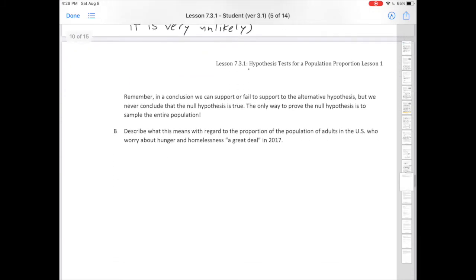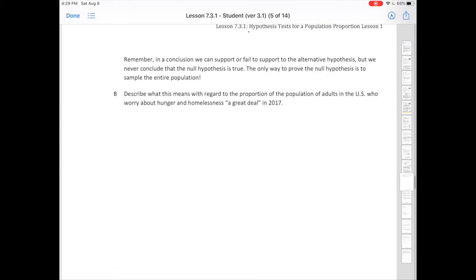Okay. Remember, in a conclusion, we can support or fail to support the alternative hypothesis, but we never conclude that the null hypothesis is true. So this is important, guys. You are not proving the null hypothesis is true. What you're seeing is if the evidence against it is strong enough for us to reject it. Okay? The only way you would be able to prove the null is to sample the entire population, which is ridiculous, right? That's why there's an exclamation point there.